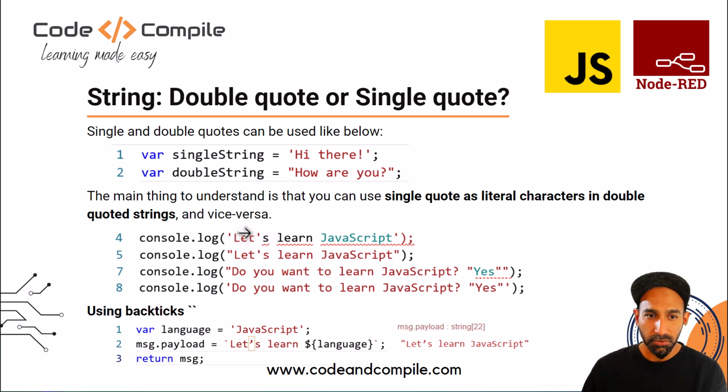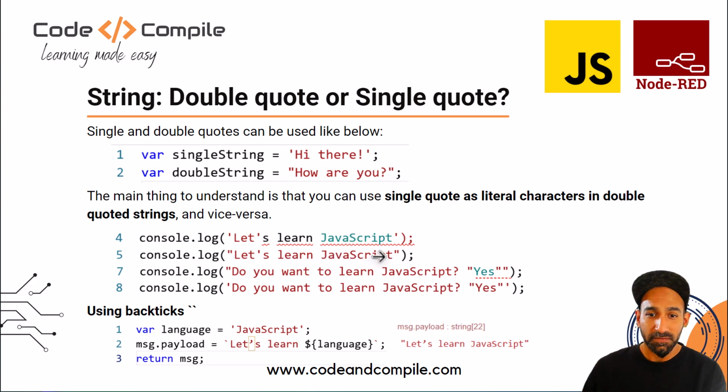And if you use single quote outside, JavaScript will be confused because JavaScript will think the single quote is starting the string and the next single quote is ending the string. And now what's happening after the next quote, JavaScript doesn't know. Okay, to avoid that, we use double quote outside so that we can use single quote inside.